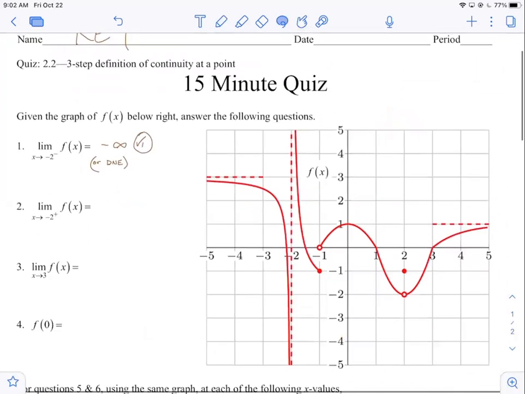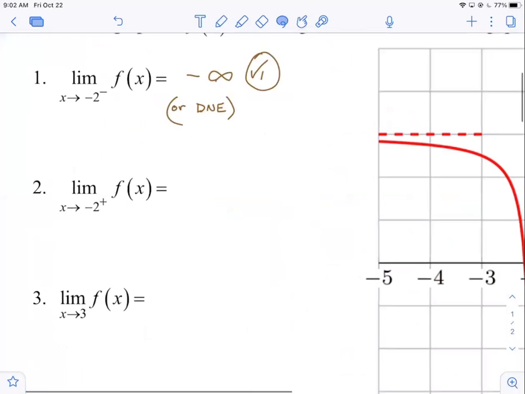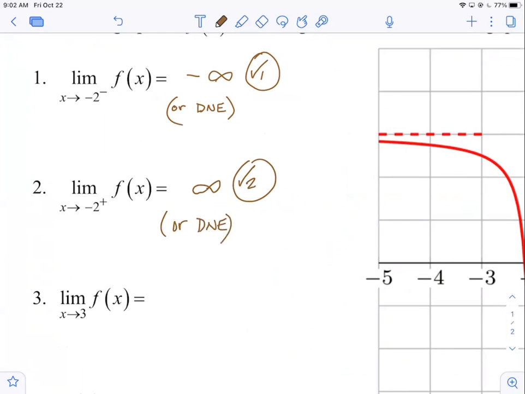-2 from the right-hand side. -2 from the right. The preferred answer again, this time, is positive infinity, but D and E is acceptable. Okay. Questions on that one?